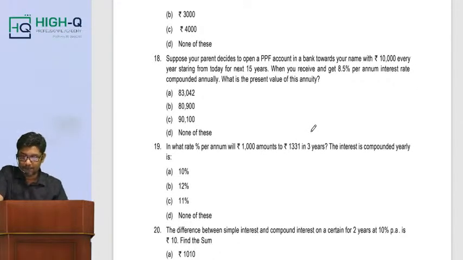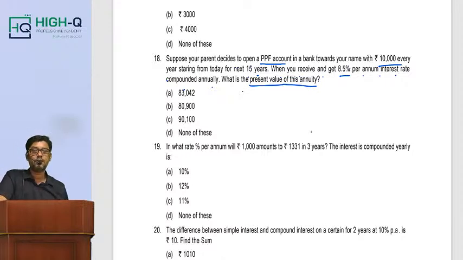Now, suppose your parent decides to open a PPF account, Public Provident Fund, in a bank in their name with 10,000 rupees every year starting from today for the next 15 years. When you receive and get 8.5% per annum interest rate compounded annually, what is the present value of this annuity? See guys, this question, since it is starting from today, sir, shall we use immediate annuity? Don't use it, my dear. It is a regular annuity problem only, PPF, Public Provident Fund. So use it.